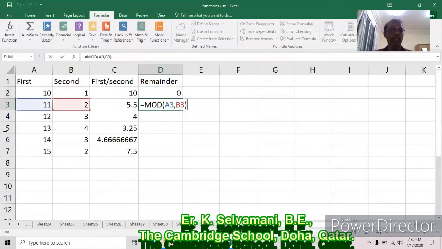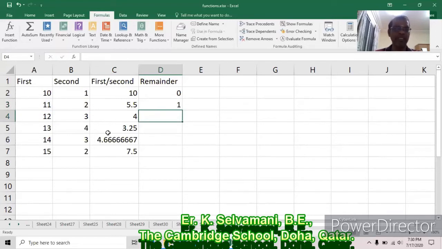See here, we got 1. How? 11 divided by 2. 5 2s are 10. The remainder will be 1. So that remainder is given. The slash stands for exact division, while MOD gives the remainder after division. Here 12 divided by 3. 4 3s are 12. The remainder will be 0.